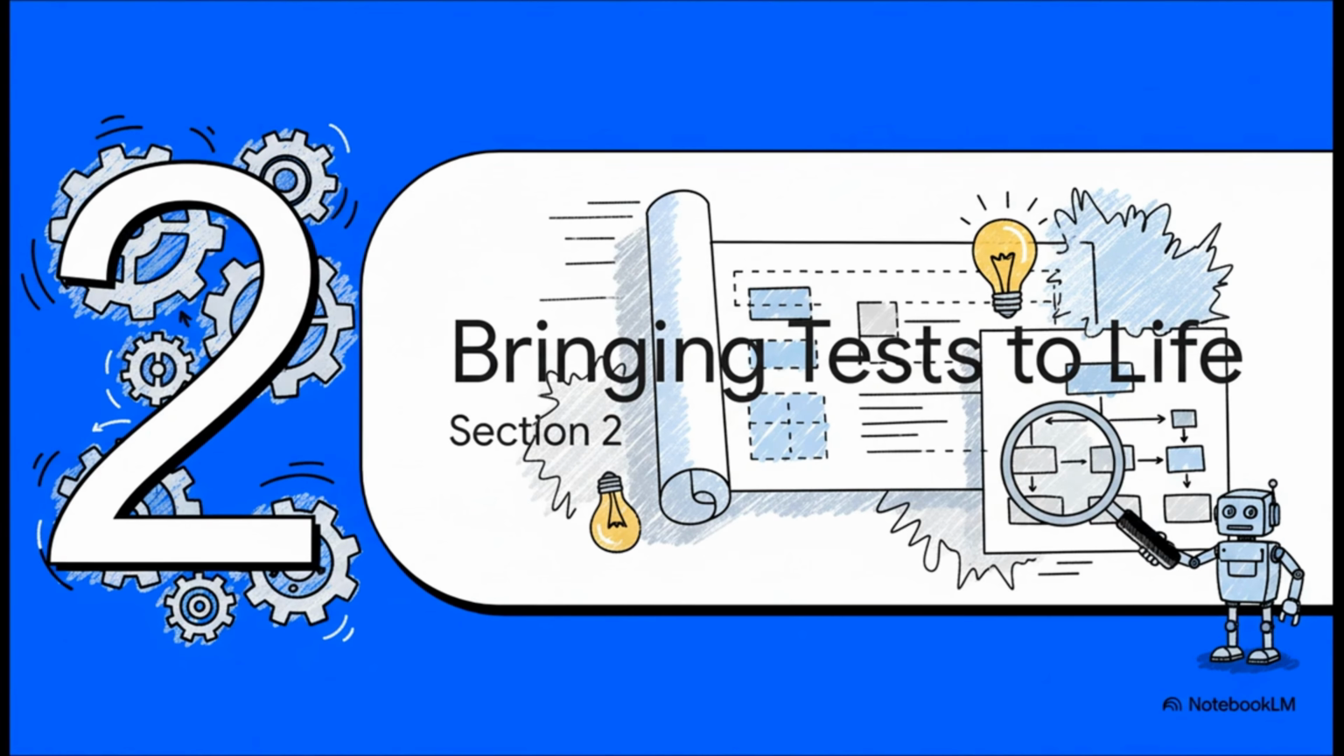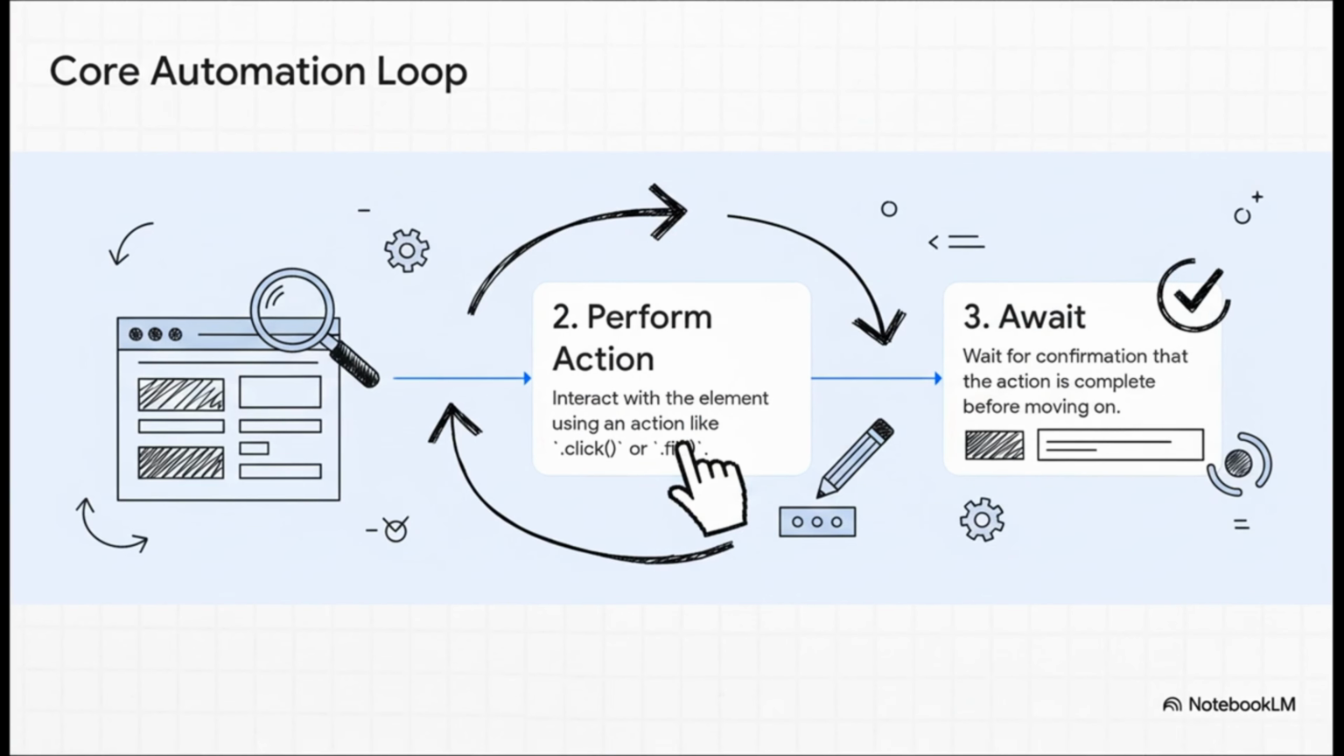Fantastic. So we've got our blueprint. We know how to find any element on the page. Now for the fun part, let's actually do something with them. This is where we bring our test to life. You'll see that pretty much every single automated step follows this simple 3-part rhythm.